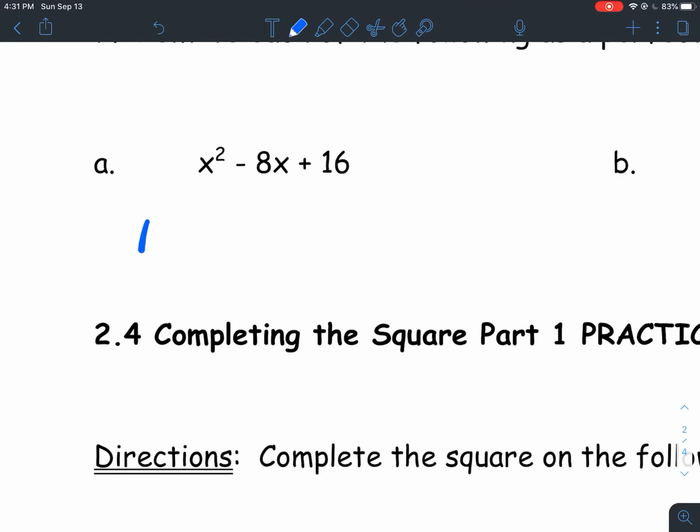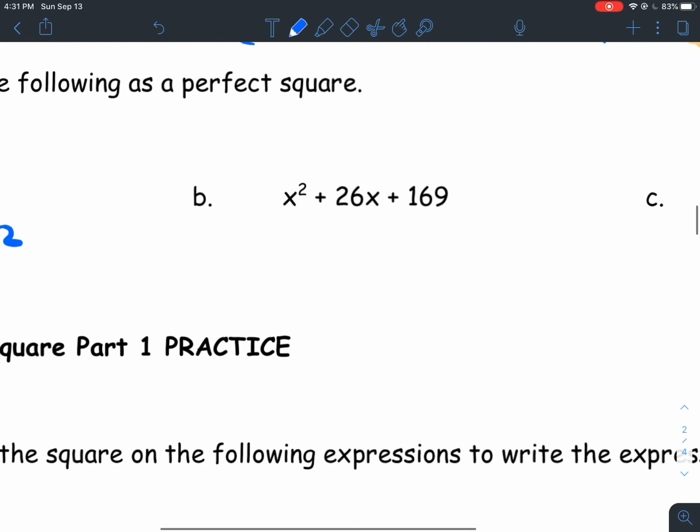All right. So next it says, rewrite each of the following as a perfect square. So let's figure out what our a term is going to be. You can find it 2 ways, right? You could take the square root of this guy, or you could divide this guy by 2. And we know that our middle term is going to be a minus because there's a minus here. We end up with 4. So you would write it like that.